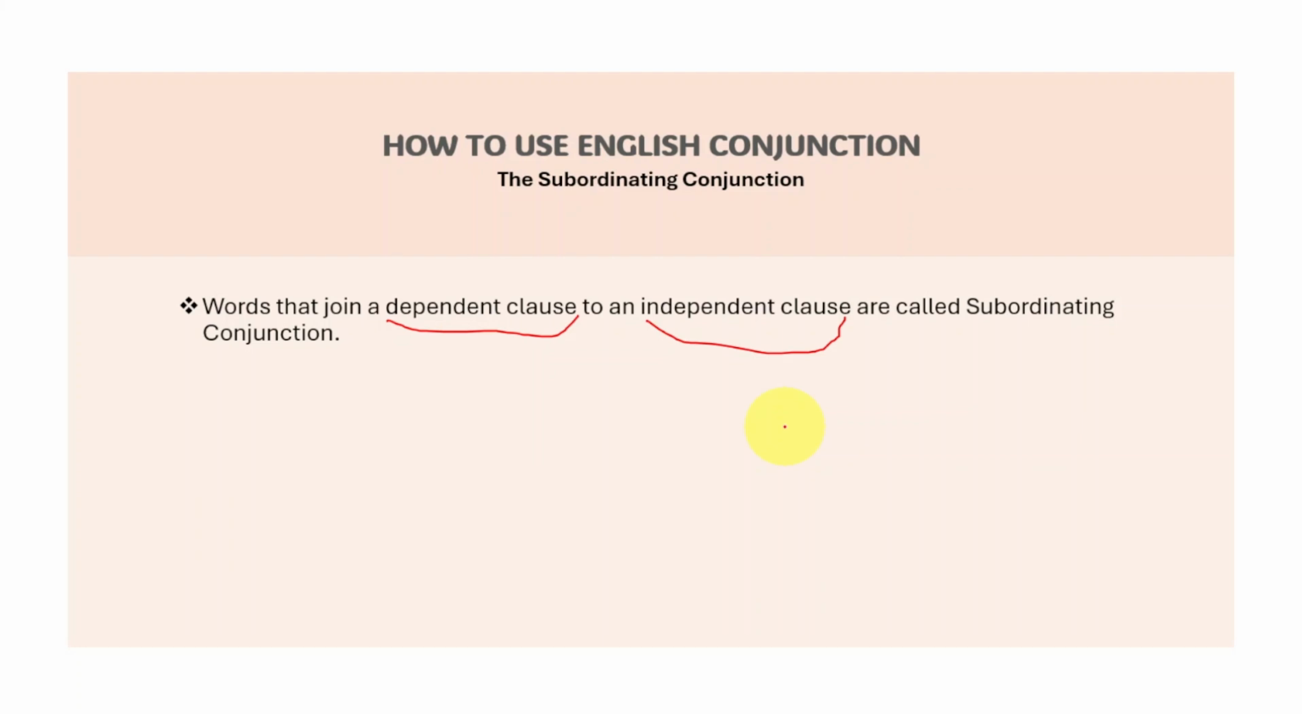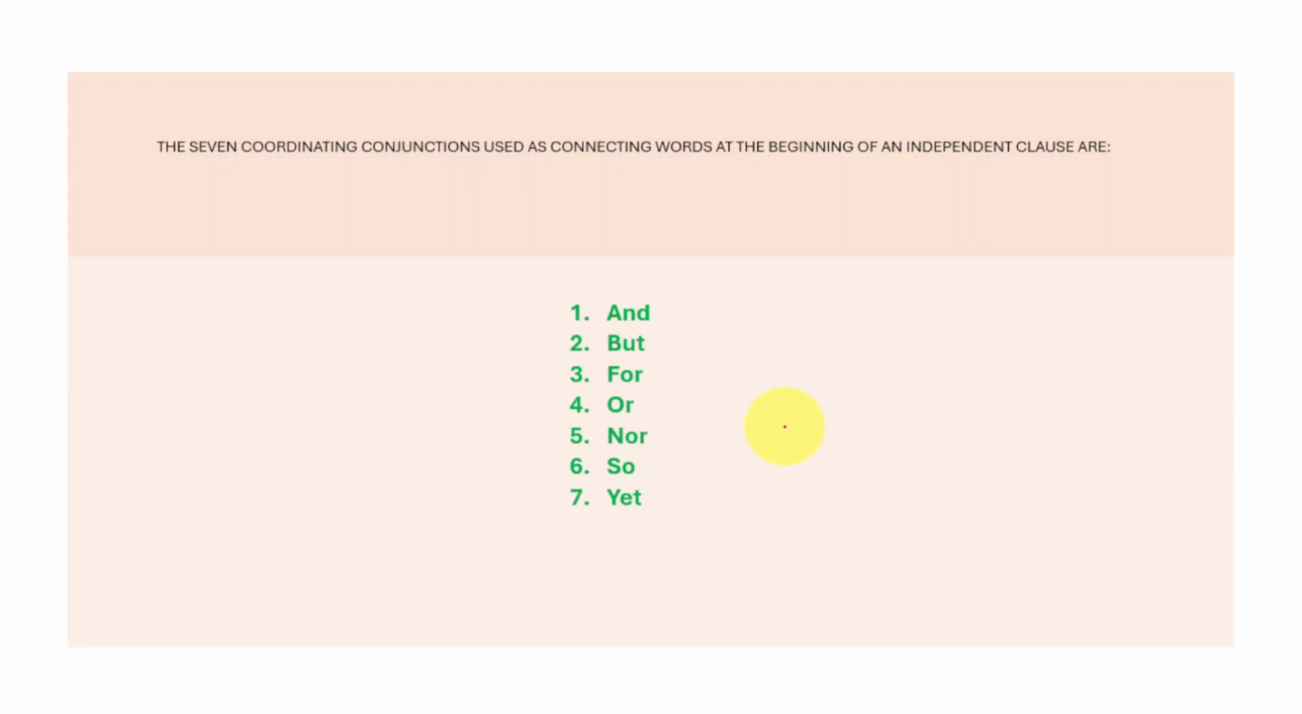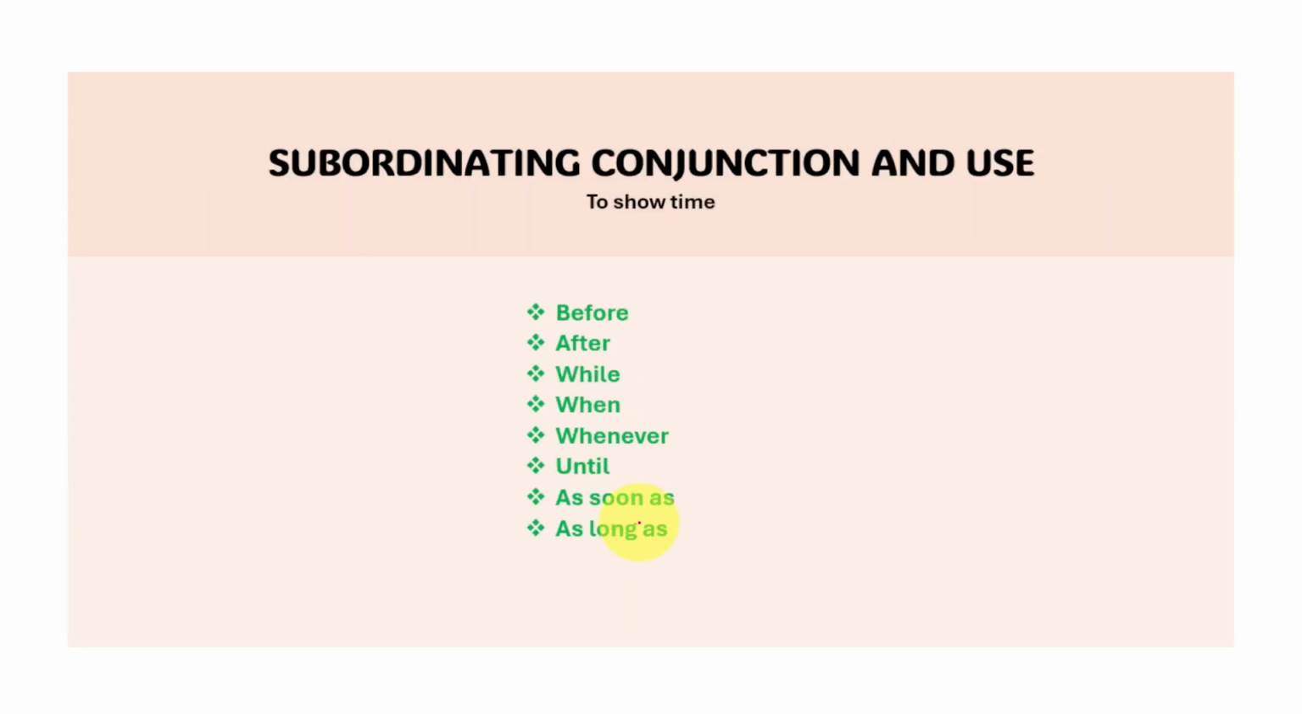We come here now. We have the seven here: and, but, for, or, nor, so, yet. Okay. Here we have the ones we use to show time: before, after, while, when, whenever, until, as soon as, as long as. Okay, so this one is for time.